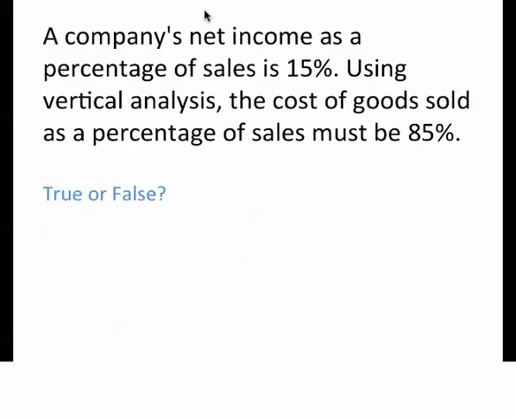Okay, now to answer this one, you may want to look at a financial statement and think about what a financial income statement looks like. A company's net income as a percentage of sales is 15%. Using vertical analysis, the cost of goods sold as a percentage of sales must be 85%. Is that true or false?